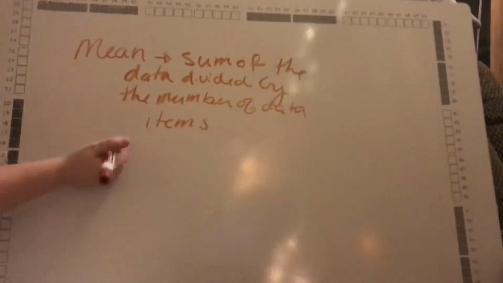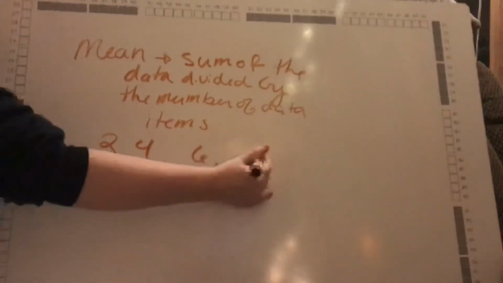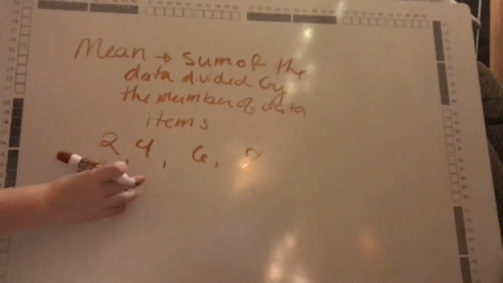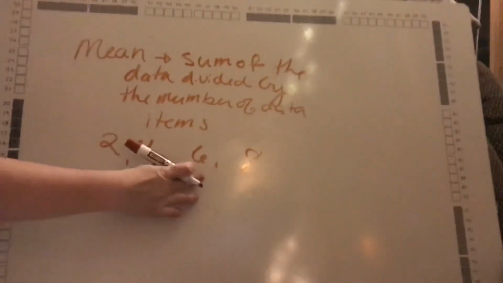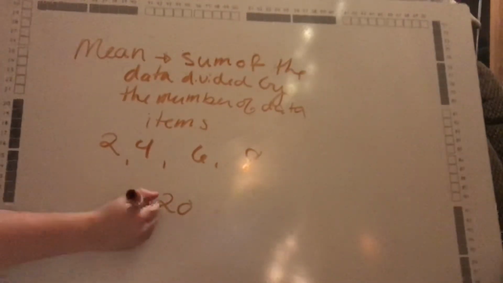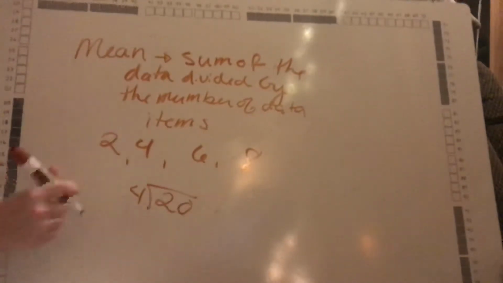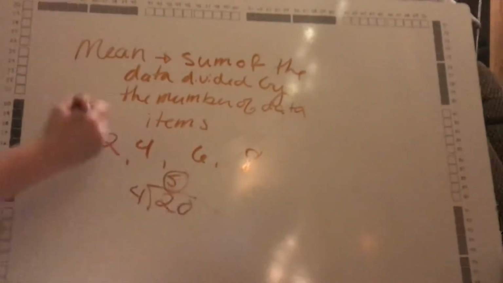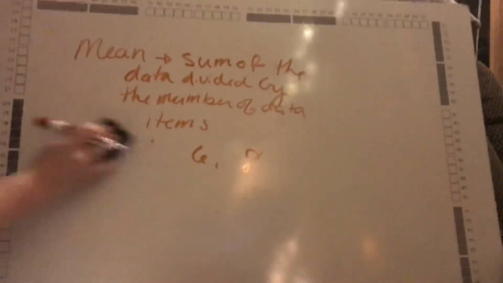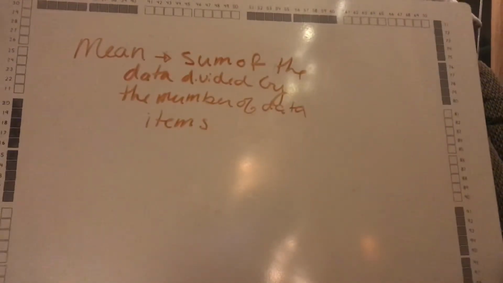there are. So if we have the numbers 2, 4, 6, and 8, and we want to know the mean, we would add these together. So 2 and 4 is 6, 6 and 6 is 12, 12 and 8 is 20, and then we would divide that by 1, 2, 3, 4, and 4 goes into 20 5 times. The mean of these numbers is 5. Mean and average are sort of the same.